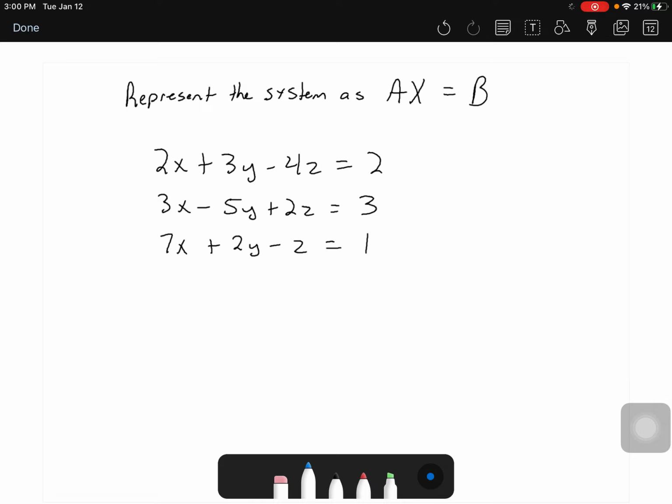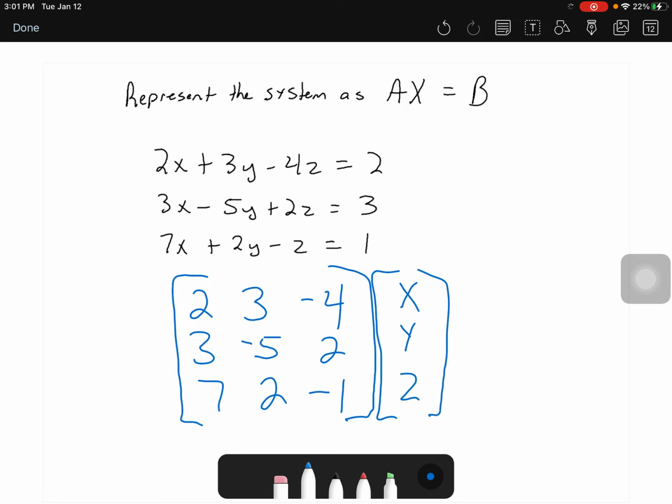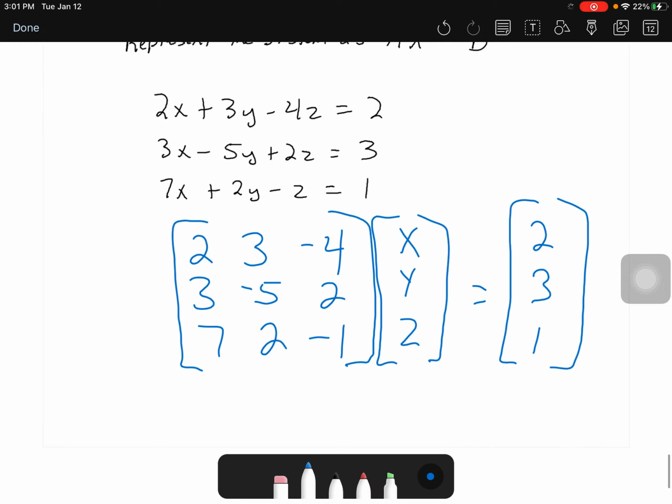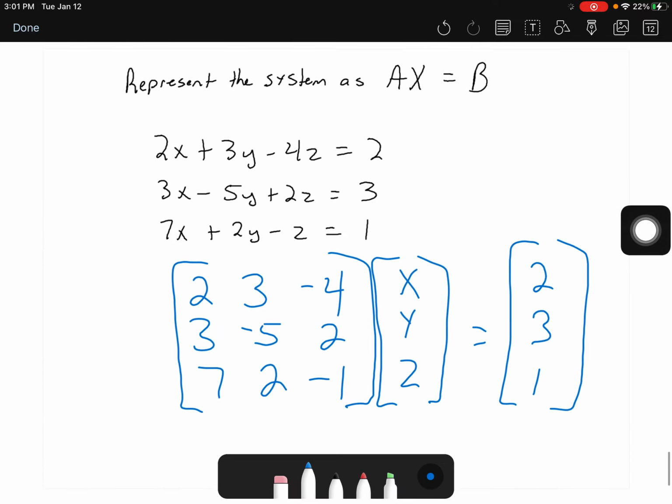And last question here, it says to represent this system in the form of a matrix. So we're going to do our coefficient matrix: 2, 3, negative 4, 3, negative 5, 2, 7, 2, negative 1, taking all the coefficients. And we're going to multiply it by the variable matrix x, y, z as our column right there. And then that's going to equal our constants, 2, 3, and 1. And that's just representing it in this form. And I think that's all it's asking us to do.